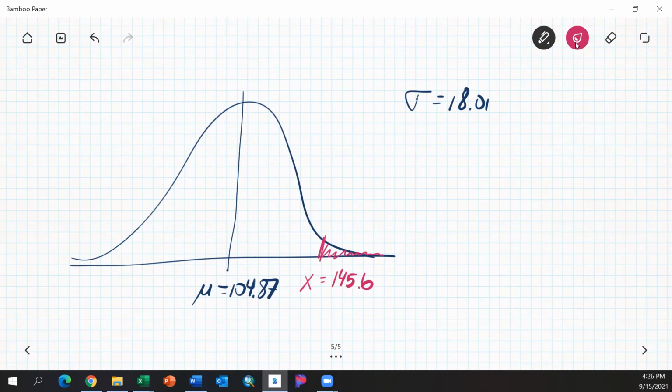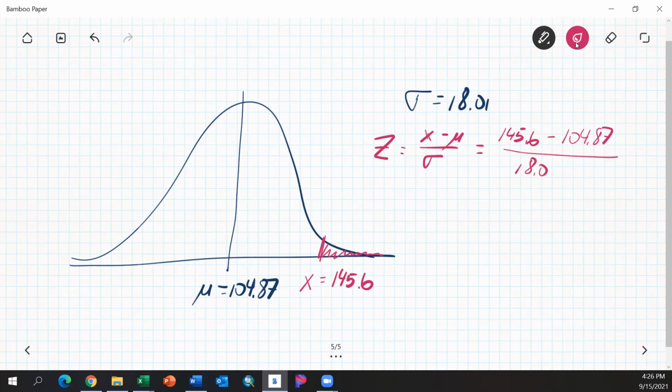To be able to use the normal standard distribution table, I need to convert my data into a z-score. The formula to calculate z is x minus mu over sigma. The value of x is 145.6. The value for mu is 104.87. The value for sigma is 18.01. You can calculate this with a calculator or in Excel. Let's quickly calculate in Excel.